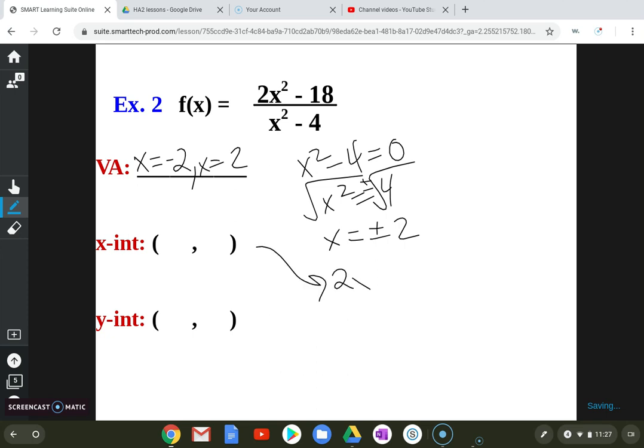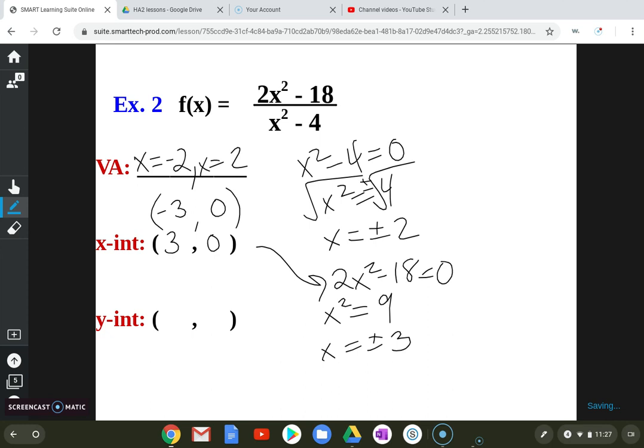X-intercepts, set the top equal to 0. So you get x squared equals 9 when you add 18 and divide by 2. So x would be plus or minus the square root of 9, which is 3. So we actually have two x-intercepts. We have one at 3, 0, and a second one at negative 3, 0.